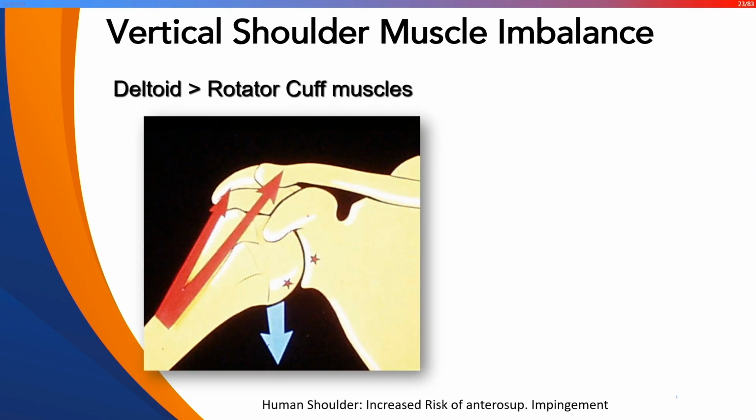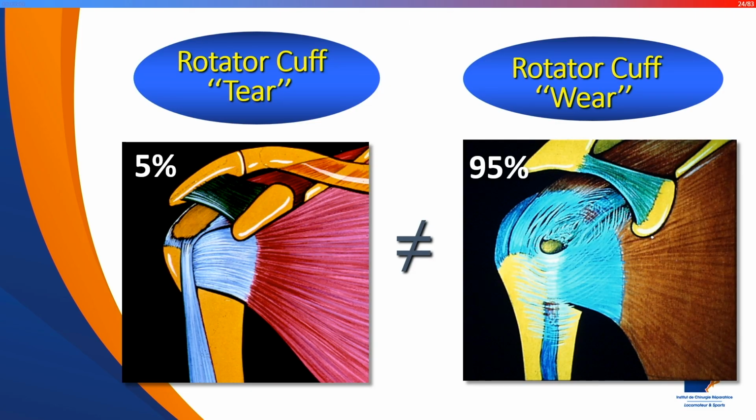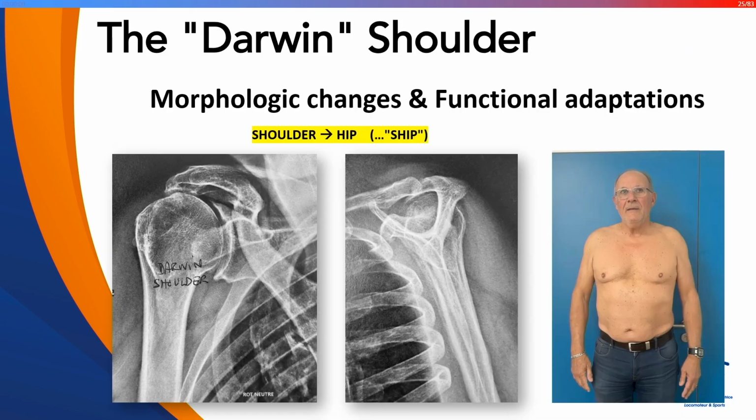So this leads to this. High power of the deltoid, very weak power of the rotator cuff muscles, and of course, what we call cuff tear is not cuff tears. We all know that. It's cuff wear. And therefore, we should think about not operating on all those cuff wears because 95% of what we see is not cuff tears, unfortunately. And there is over-indication of cuff repair.